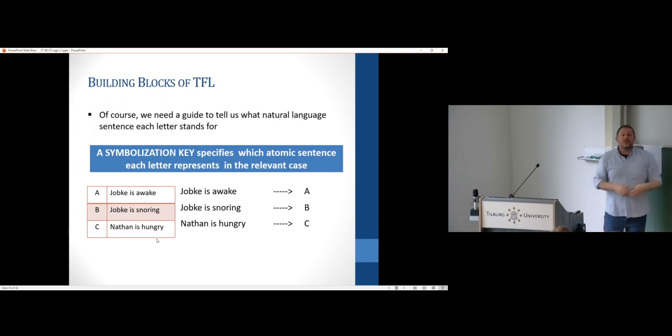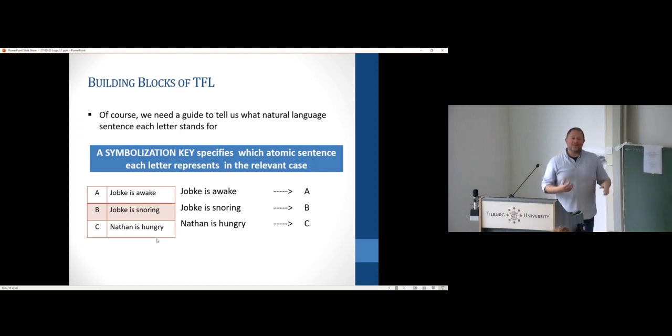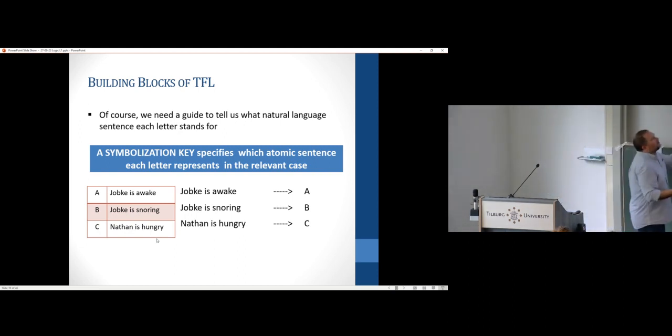Or to use the terminology, we can say a symbolization key specifies which atomic sentence in English each capital letter represents. So here's a sample symbolization key. A stands for Yalka is awake. B stands for Yalka is snoring. And C stands for Nathan is hungry.